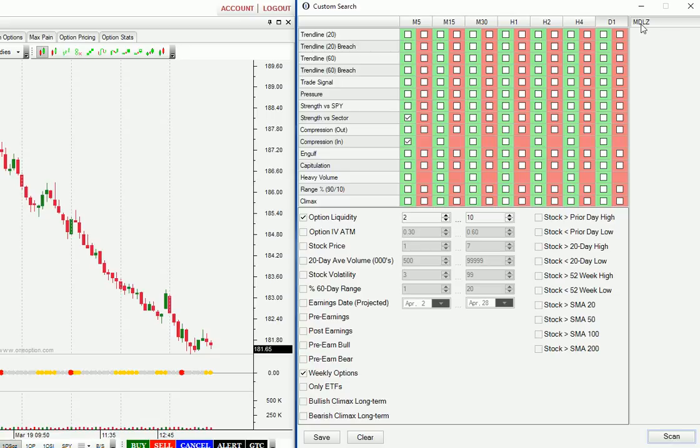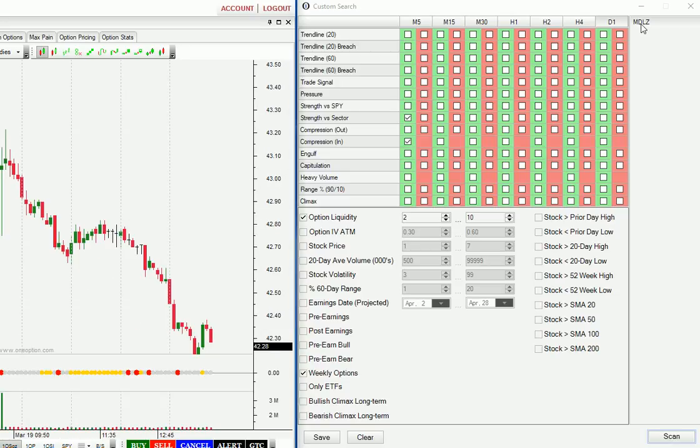We only have one, but one is better than none. And so this stock is compressing. It's been strong relative to the market on a 5-minute basis. It might be ready to go.